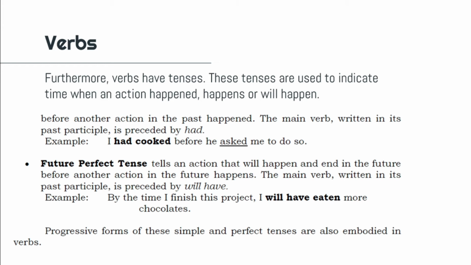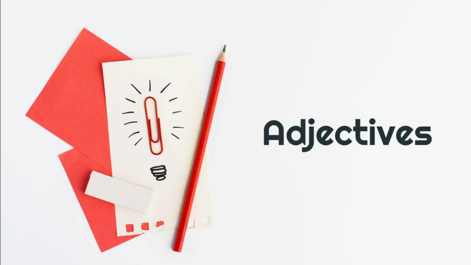Progressive forms of these simple and perfect tenses are also embodied in verbs. Okay, we're done with the reviewing of concept of verbs. So now, let's proceed with adjectives.